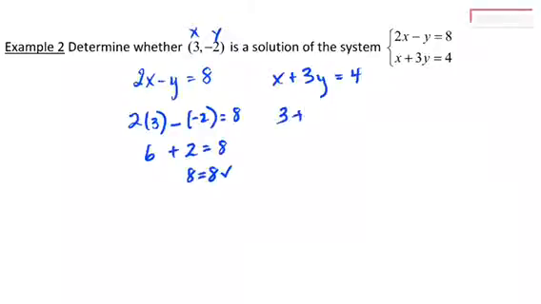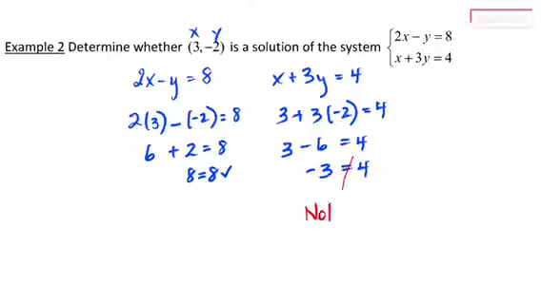Now we're going to plug the same point into our next equation. 3 plus 3 times negative 2 equals 4. 3 minus 6 equals 4. Negative 3 equals 4. And of course we know this isn't true, and so this is not a solution to the system.